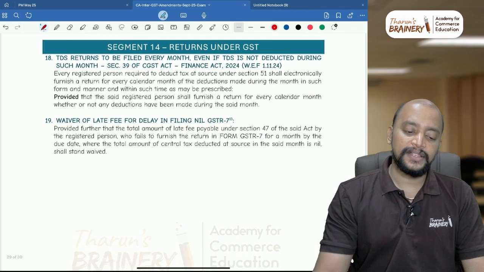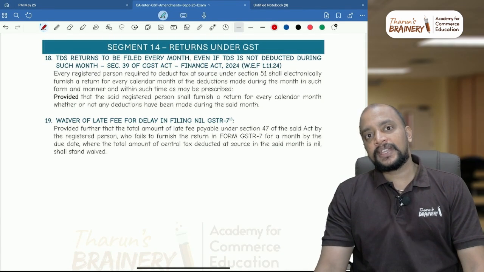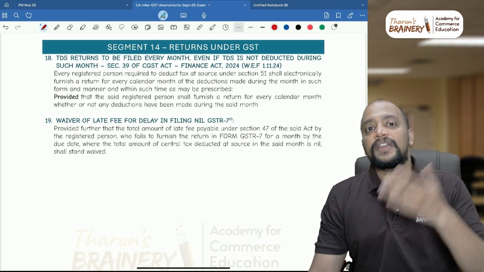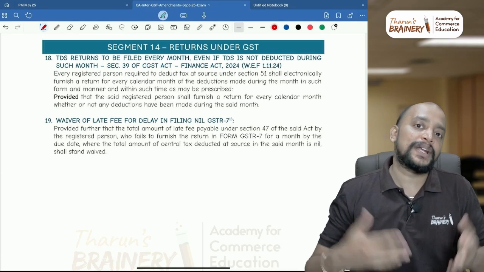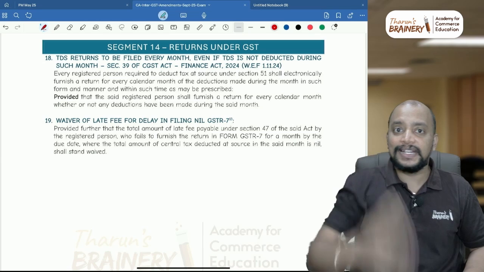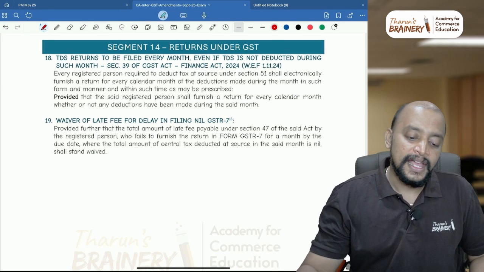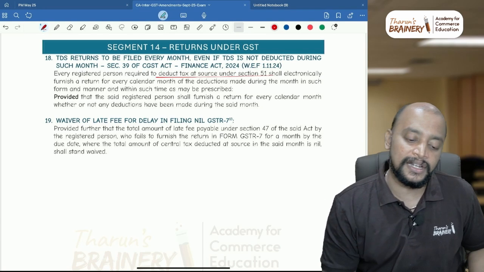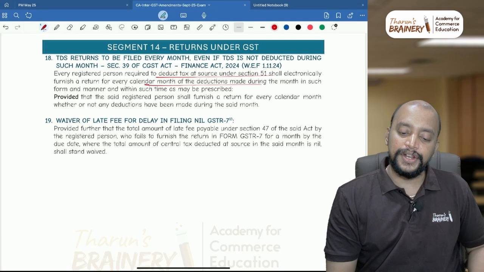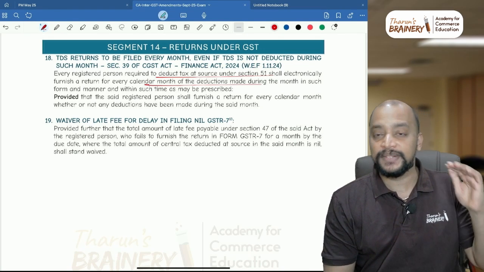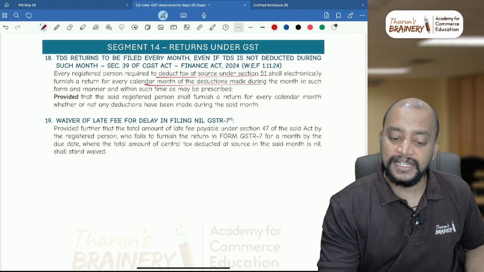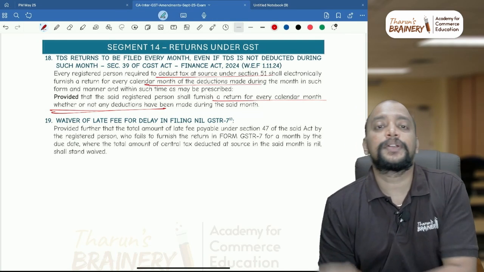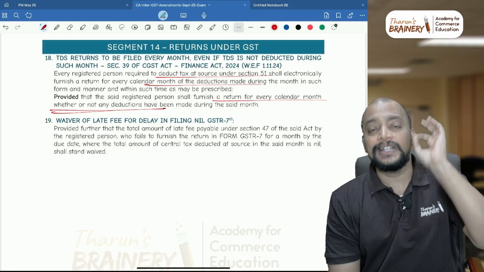Then in returns, there is one point, the TDS return. GSTR 7 is the TDS return which will be filed by the TDS deductor. Previously, if no TDS was deducted, the return was not required to be filed, but now they have mandated that whether you have deducted TDS or not, you need to file a nil return. Every registered person required to deduct tax at source under section 51 shall electronically furnish a return for every calendar month of the deduction made during a month in such form and manner and within such time as may be prescribed, provided that the said registered person shall furnish a return for every calendar month whether or not any deductions have been made. Even if they don't have any TDS deduction, if they are a TDS deductor, they need to file at least a nil return.